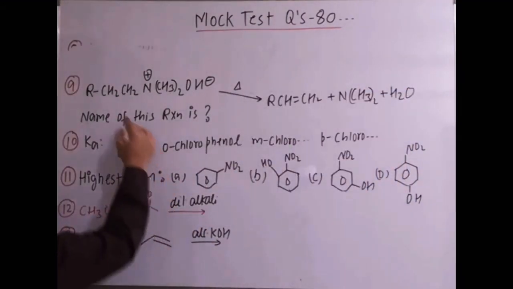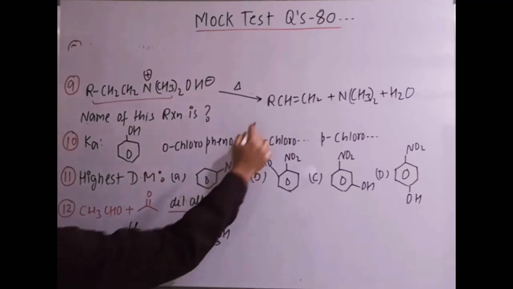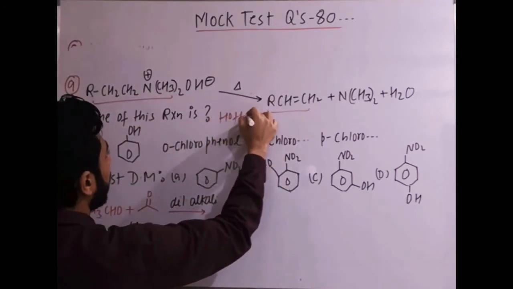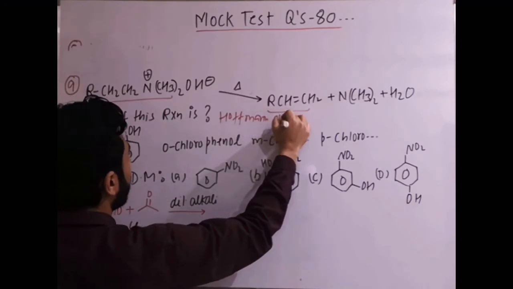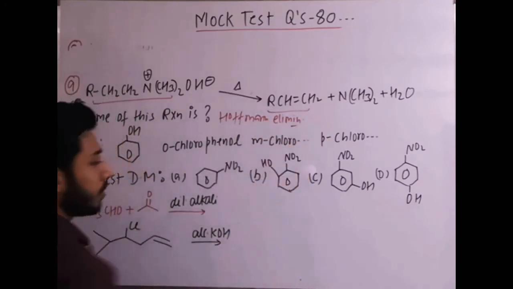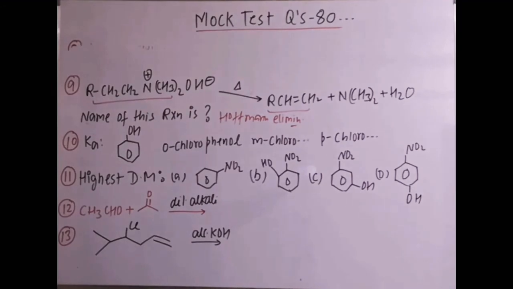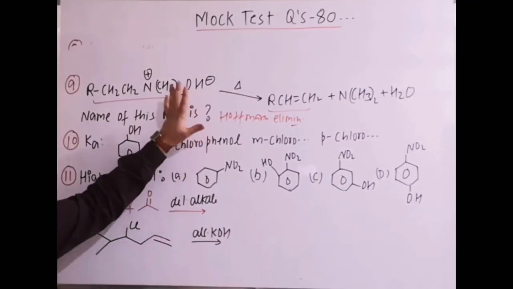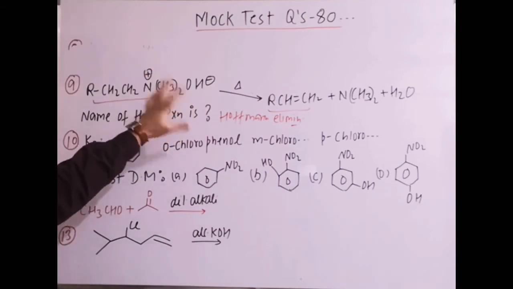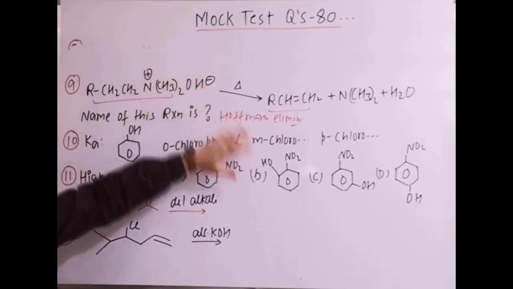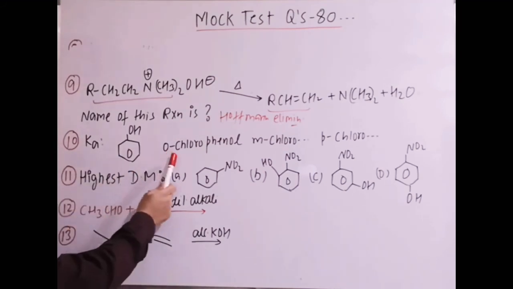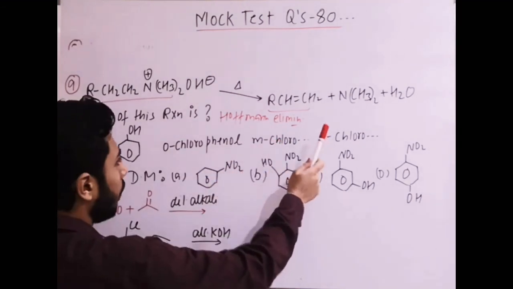The next question is a standard question where we can prepare the alkene here. Which reaction is it? Hofmann elimination. In which topic have we covered it? We have covered this reaction in the amines topic, and we have covered it in mock test discussion as well. In any of the mock test papers till now, I have explained this reaction again and again, so you can revise from there also.